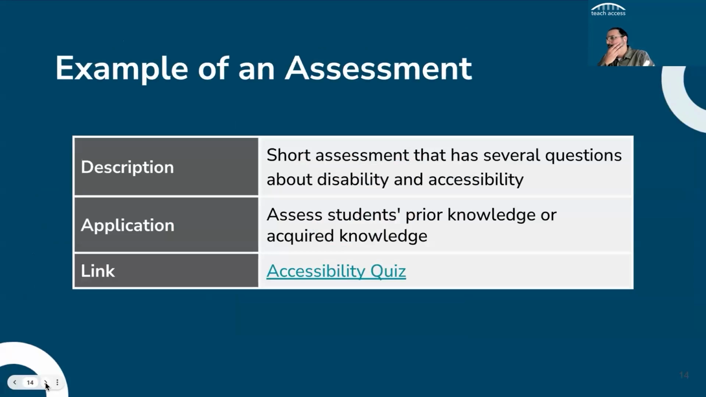And we have provided, and you can access them through the presentation, examples of assessments that you could use to teach accessibility skills. The one that we have included is a short assessment that has about 5 questions about disability and accessibility. That assessment could be used as a pretest to assess what your students know about accessibility, but also what knowledge about accessibility students acquire after teaching them these concepts. And the link to that resource is there on that table.